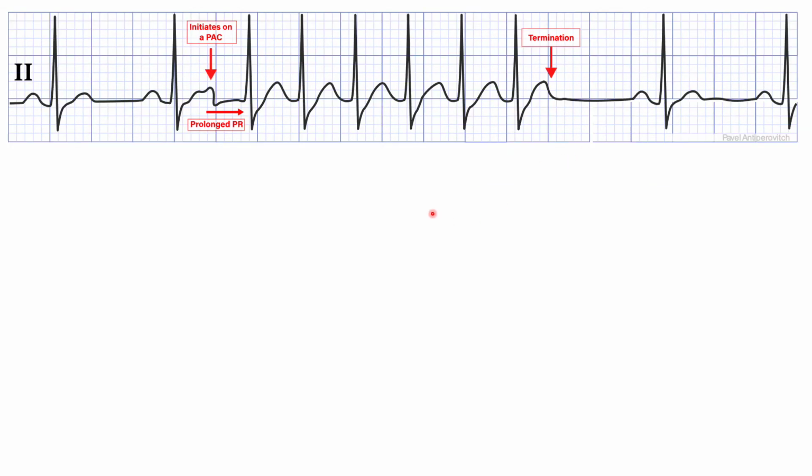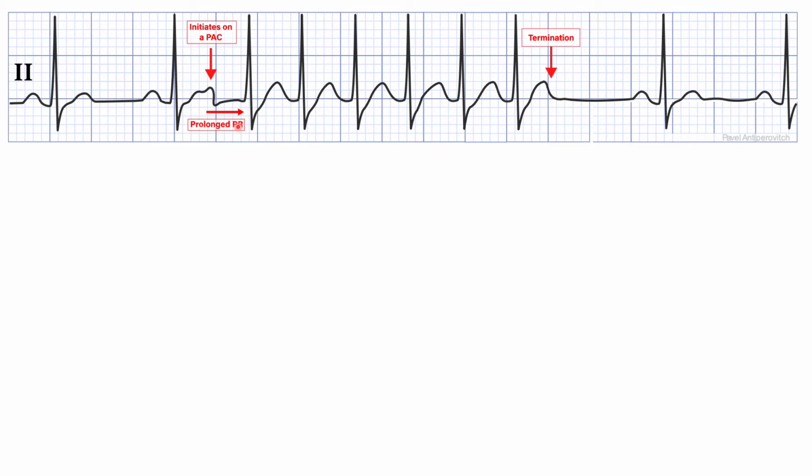This narrow complex tachycardia initiates with a premature atrial contraction followed by a long PR interval. Then we see several beats of narrow complex tachycardia which do not have easily identifiable P waves, and a termination. Now the question is, does the initiation with a PAC and a prolonged PR interval help narrow our differential diagnosis?